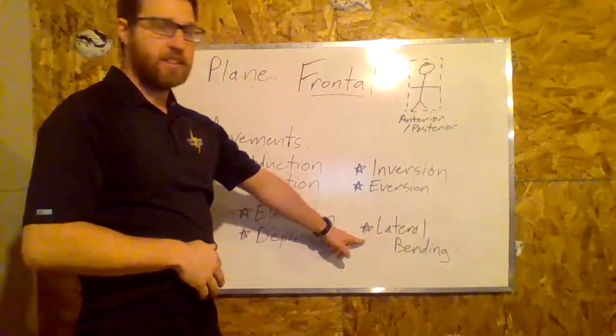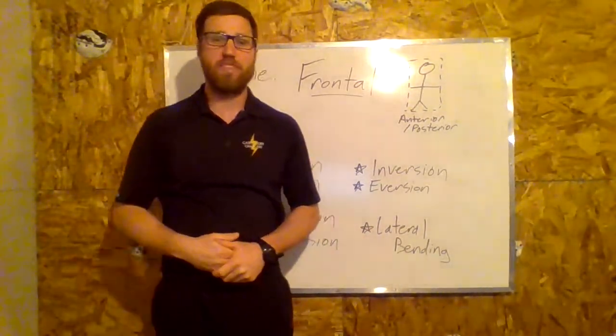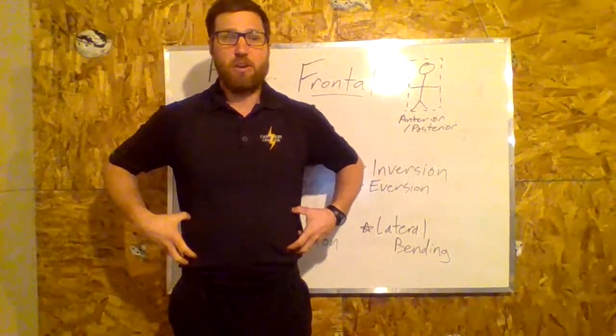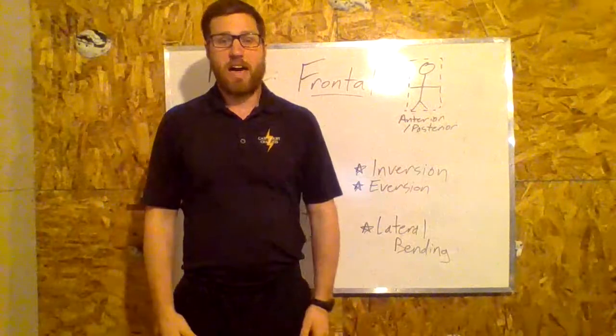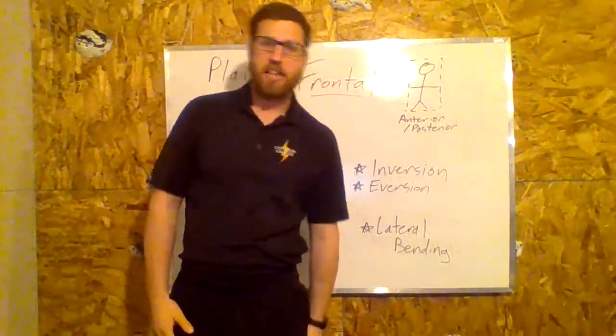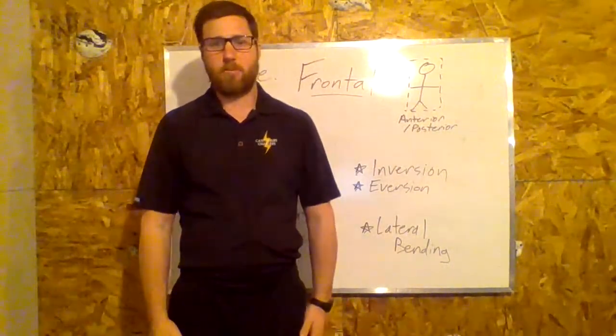The last one in the frontal plane is lateral bending. That's really a special movement that we do at our torso, at the spine. If I was going to lateral bend, it would be like this. Lateral bend to the left or to the right. That would be what we consider to be lateral bending.